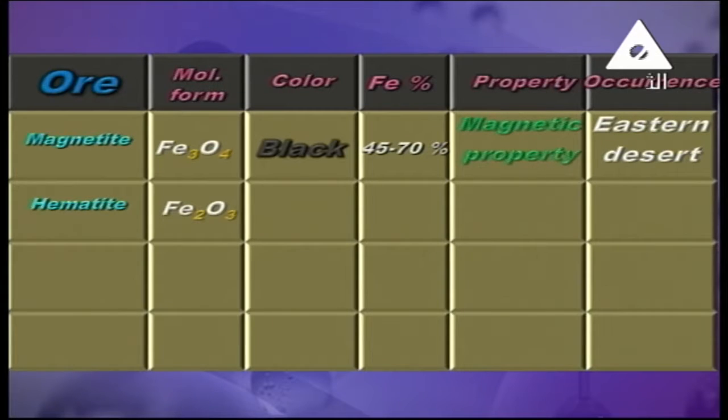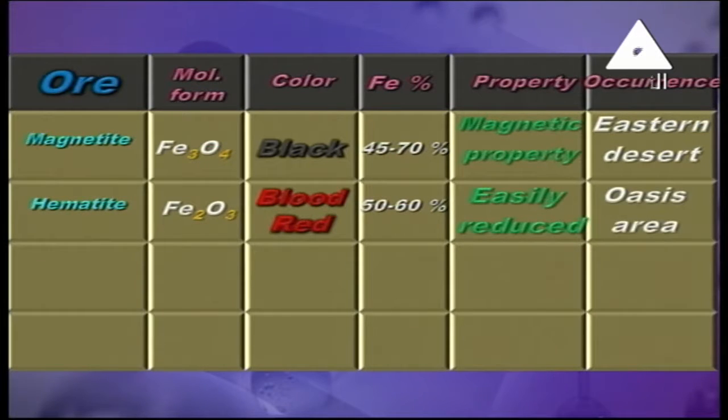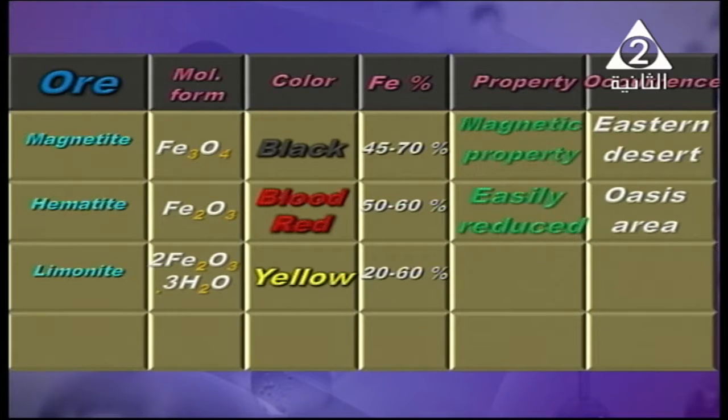Hematite has molecular formula Fe2O3, or iron 3 oxide. Its color is blood red, the percentage of iron is from 50 to 60%, it is easily reduced, and it is found in the oasis area. Limonite has molecular formula 2Fe2O3.3H2O. Its color is yellow, the percentage of iron ranges from 20 to 60%, it is easily reduced, and it is found in the oasis area.